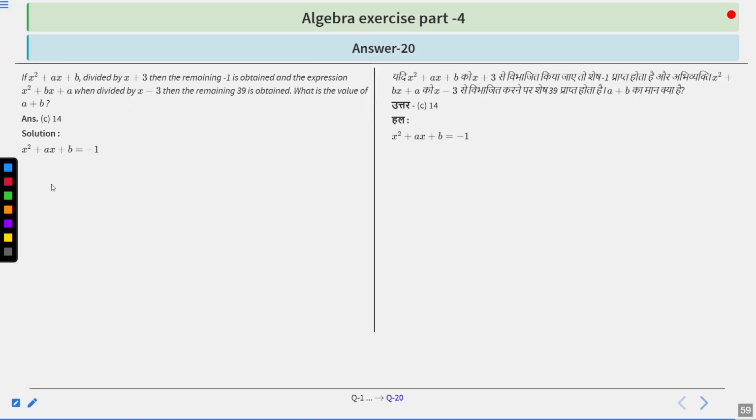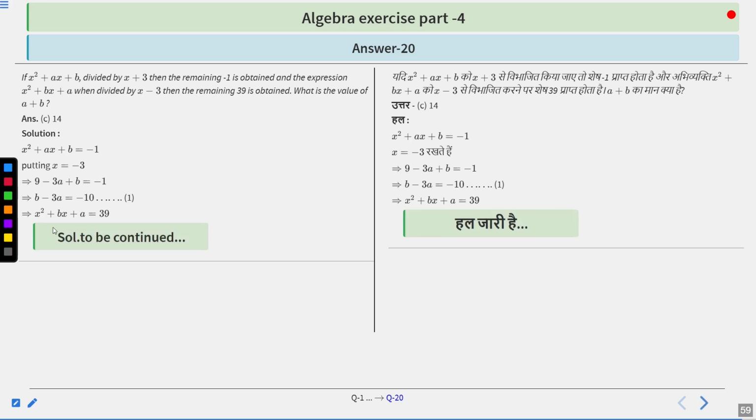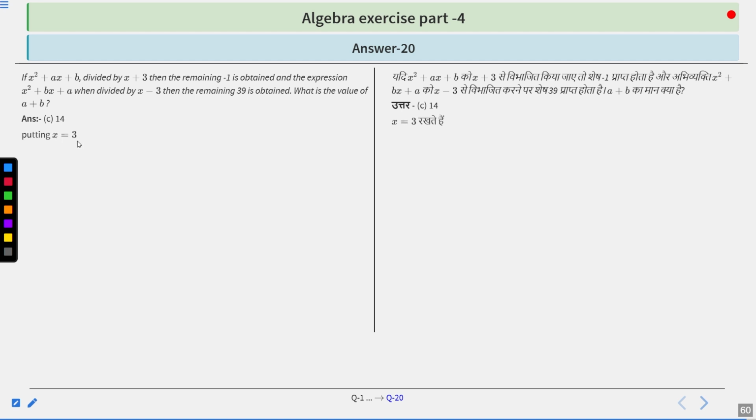The equation was x squared plus ax plus b, and it was leaving remainder equal to minus 1. So putting x equal to minus 3 in this equation, we get 9 minus 3a plus b equal to minus 1. Therefore, b minus 3a is equal to minus 1 minus 9, which is minus 10. That is equation 1. The second one was x squared plus bx plus a equal to 39, because it was leaving remainder 39 when divided by x minus 3. Therefore, putting x equal to 3 in the equation, we get 9 plus 3b plus a equal to 39, or 3b plus a is equal to 39 minus 9, which is 30.